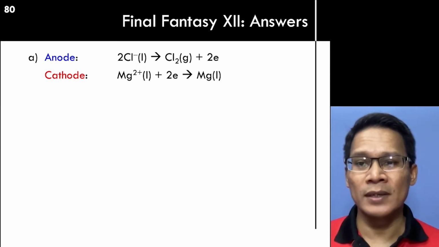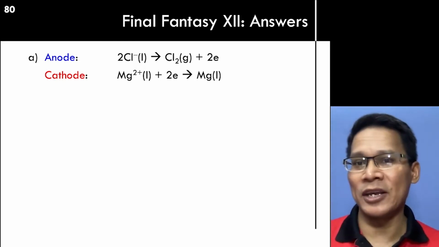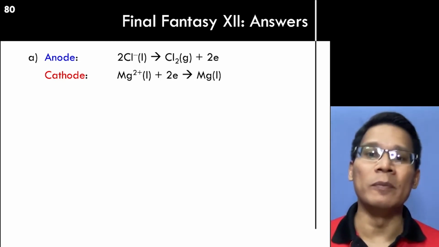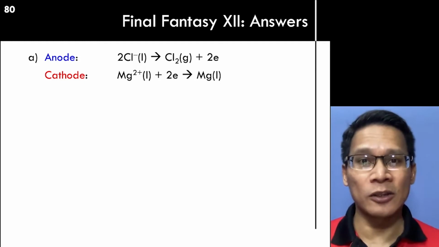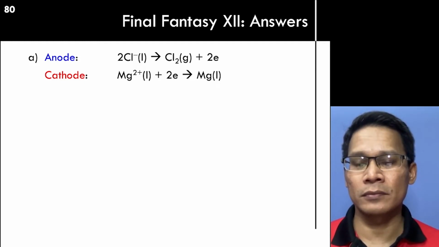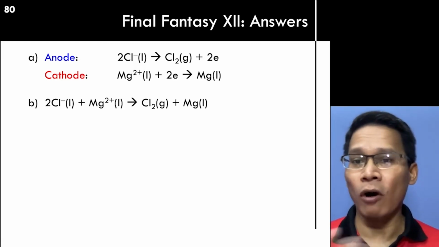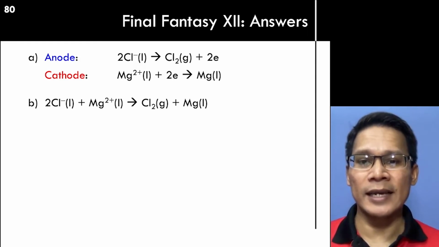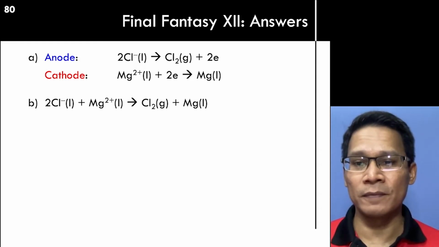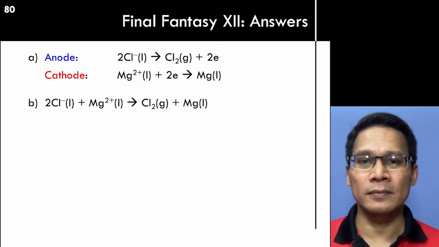For A, since a molten electrolyte is used, only one anion and one cation will be discharged at the anode and cathode respectively, as shown. For B, to obtain the overall equation, just add up the two half reactions above. Note that the number of electrons are already the same in both half reactions.